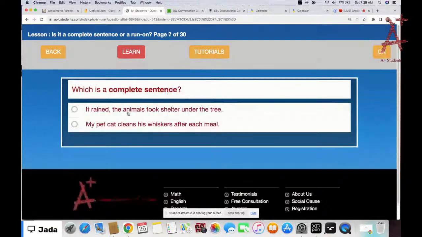Which is a complete sentence? It rained. The animals took shelter under the tree. My pet cat cleans the whiskers after each meal. So now it's going to be: my pet cat cleans his whiskers after each meal. This is a complete sentence.